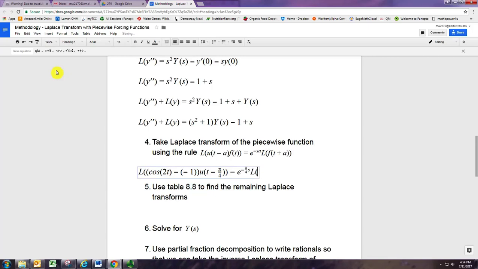And then you still have to take the Laplace transform of cosine of not 2t, but 2t plus pi over 4. So everywhere you see t in the other one, you're replacing it with t plus pi over 4. Plus 1. Right? Minus a negative 1 is plus 1. You don't change that because there's no t there. So wherever you had a t, you have to replace it with t plus pi over 4. Okay, that looks good.